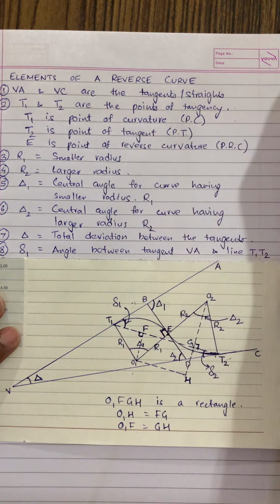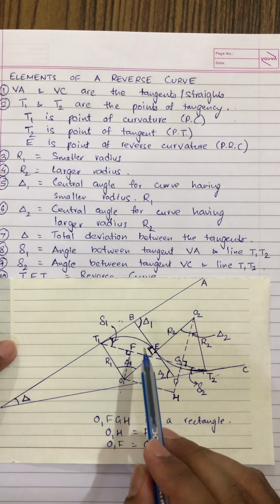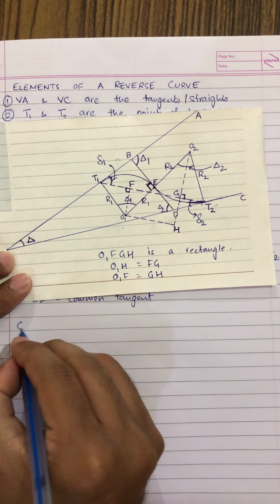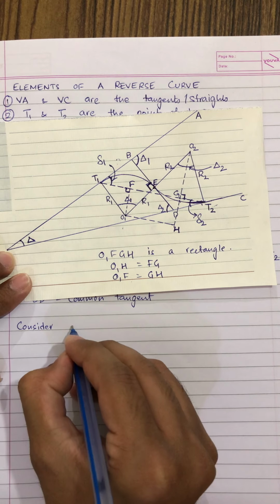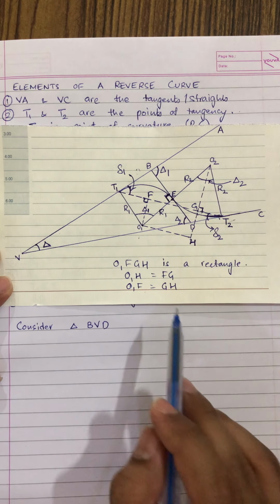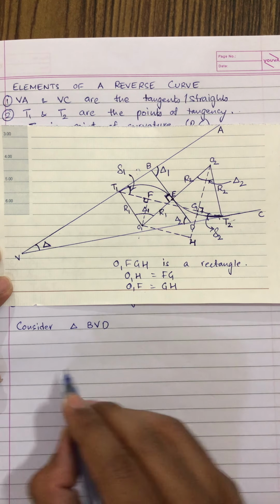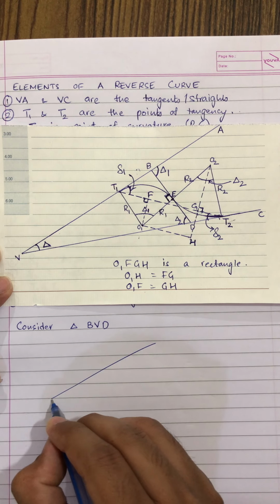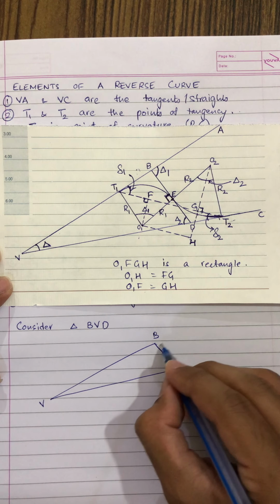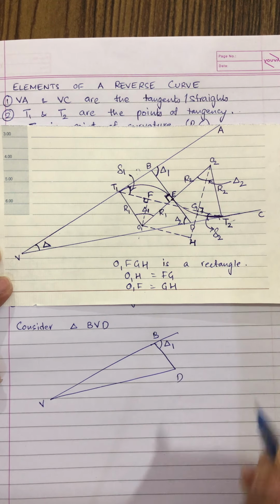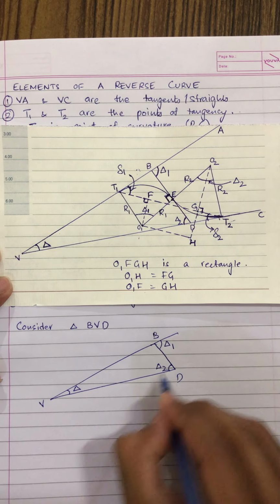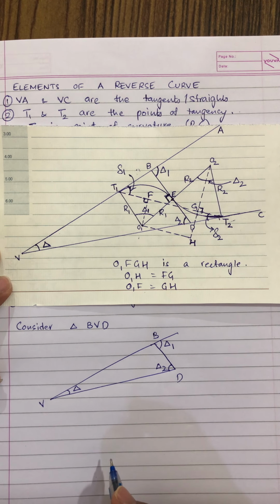Now we know, if we consider this triangle BVD, means this triangle B, V and D. So in this triangle, it is somewhat like this. This is B, this is V, and this is D. So this is the external angle delta 1. These are the opposite internal angles delta and delta 2. So what do we get from here?